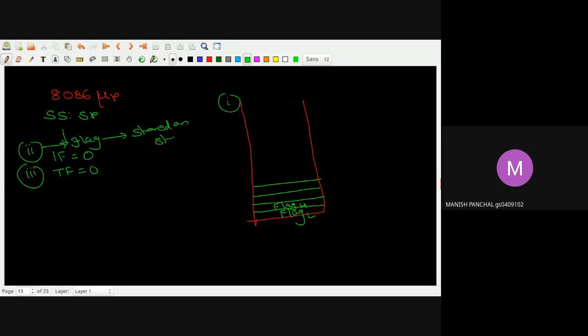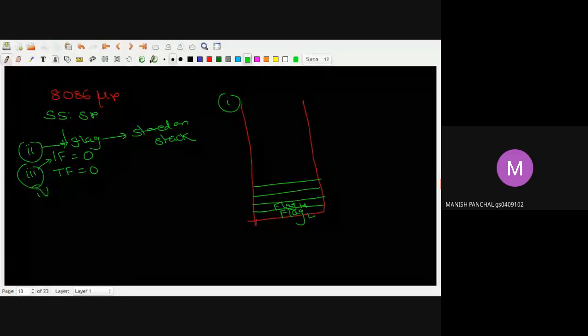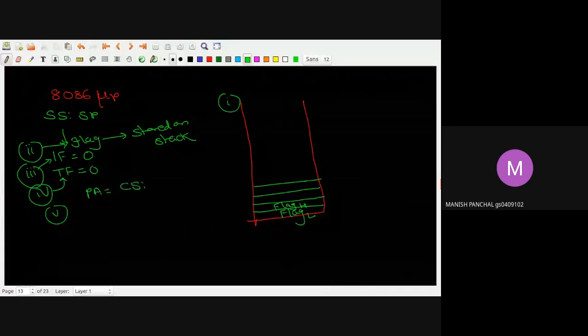Flag is stored on the stack. Then the third is IF flag is set, and the fourth one is that the trap flag will be set. The fifth condition says that ultimately your physical memory is defined by the combination of this CS and IP. So if I say that CS is considered as the MSB and this IP is considered as the LSB for calculating any physical address, the question is who will be stored first.